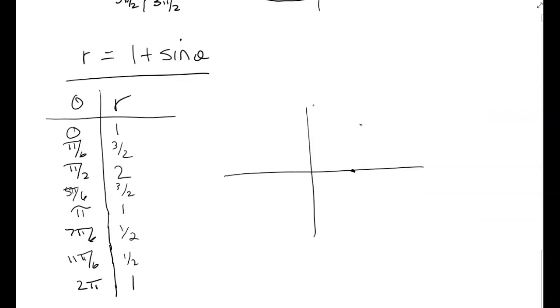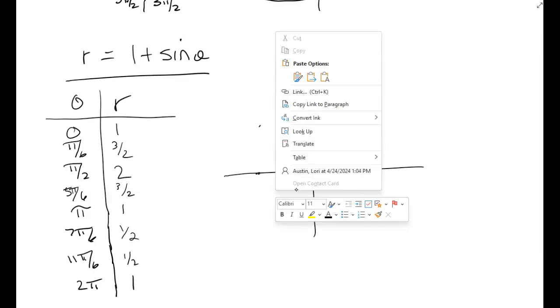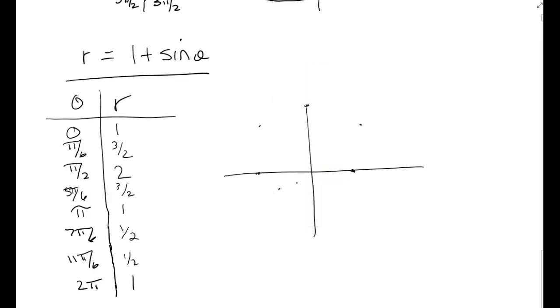It's symmetric, right? Pi is 1 again. And then they kind of quickly come in. Instead of 1.5, we're only getting a half. Sorry, I don't know why it keeps happening. And what it does is it pops up here.